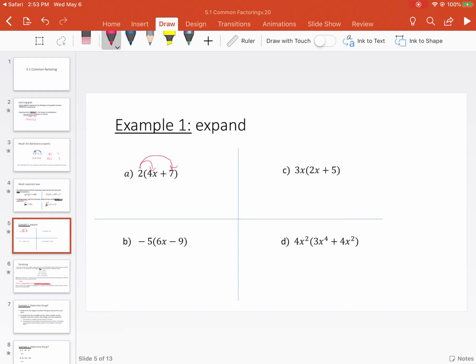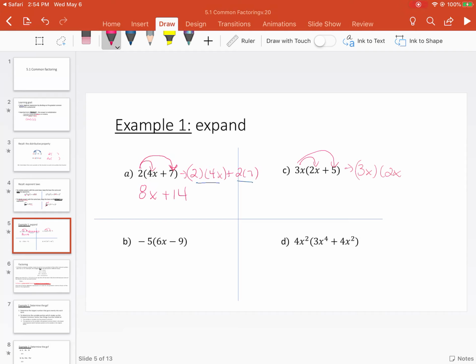Okay, so we're going to distribute. So 2 has to be multiplied by both of the terms inside the brackets. So you're thinking 2 times 4x plus 2 times 7, okay? So maybe you did this a million times last year and you were so good at it. So 2 times 4x is 8x and 2 times 7 is 14. Or perhaps your brain still has to think of it this way, which is no problem, that the 2 goes with the 4x and the 2 is going to be multiplied by the 7.